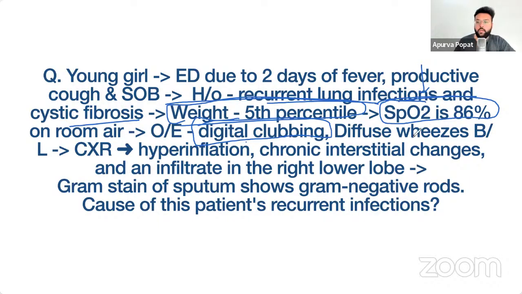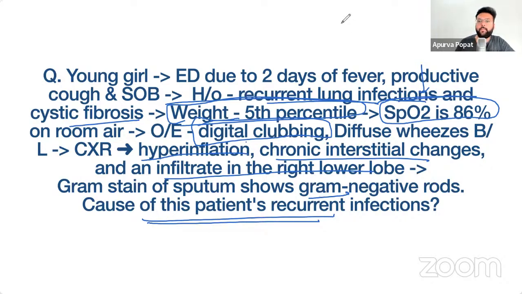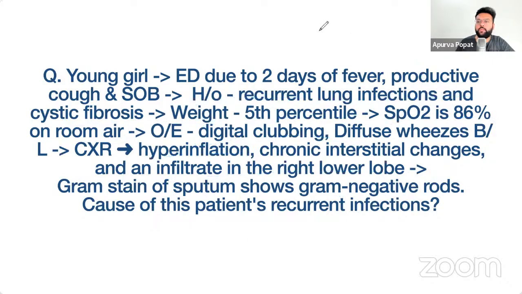Now here the chest x-ray is showing hyperinflation, chronic interstitial changes, and infiltrate in the right lower lobe. Gram stain is showing gram-negative rods. Why is this patient having recurrent infection? Because, they have already said, they are having cystic fibrosis. Why does this patient have recurrent infection?